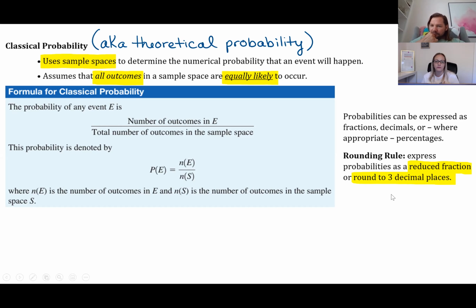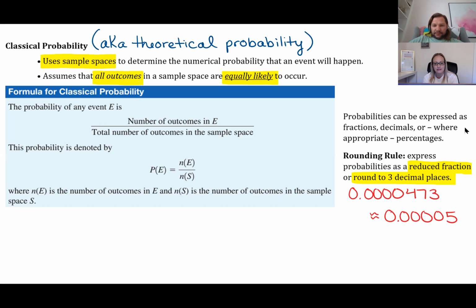Yeah, so first of all, probabilities can be expressed as fractions, decimals, or percentages. The way that your textbook and Connect works is they're going to always prefer fractions or decimals, and you just have to pay attention to each specific question. It'll tell you whether to do it as a decimal or a reduced fraction. There's really no consistency with it at all, so you just have to pay attention to the problem. Now, the actual rounding rule is that your fraction would have to be reduced, or if you're doing decimal places for probability, it's always 3 decimal places.